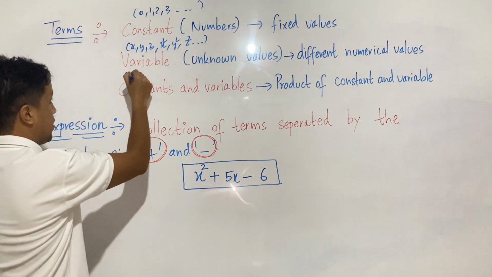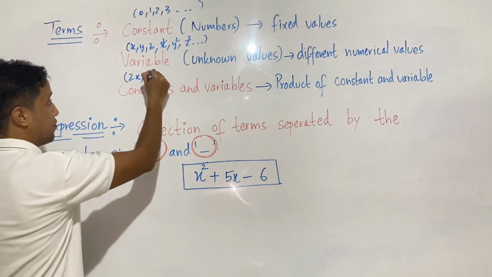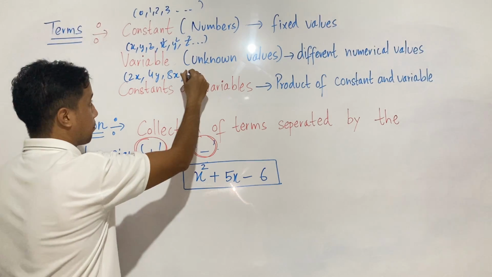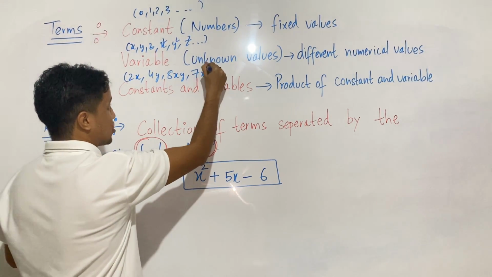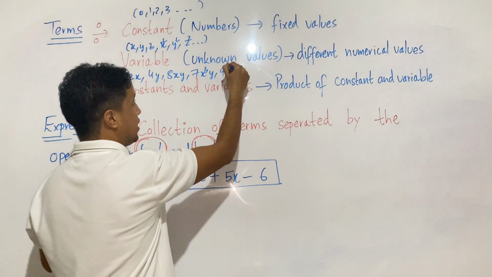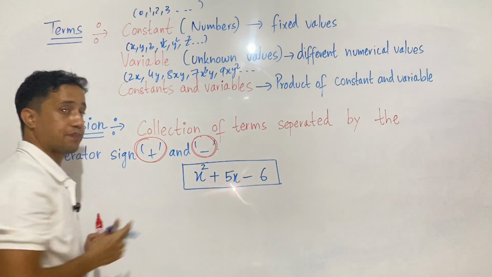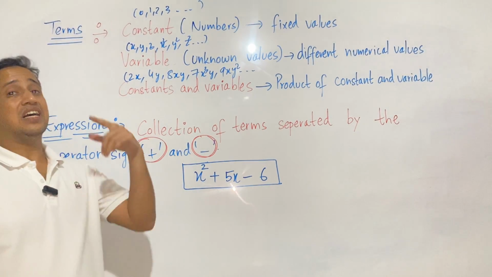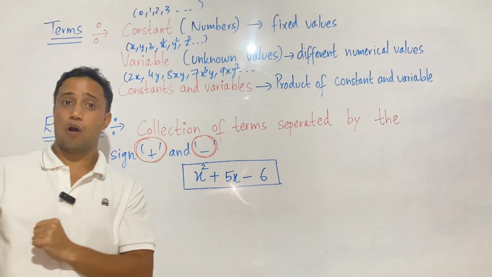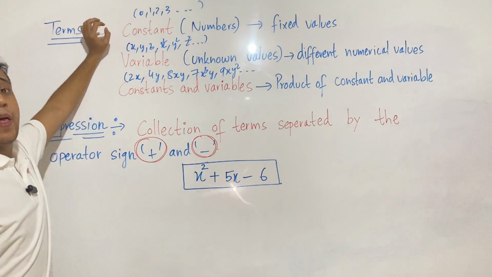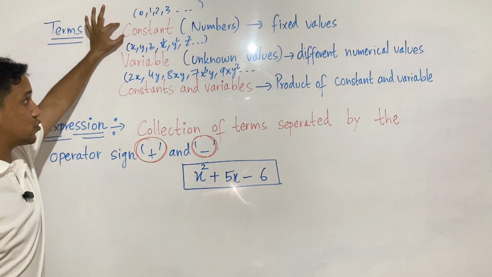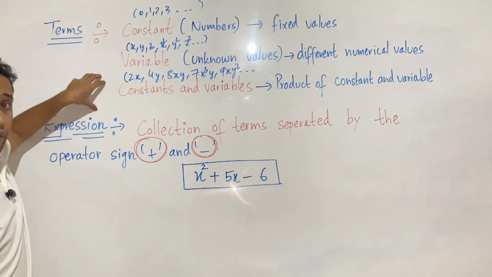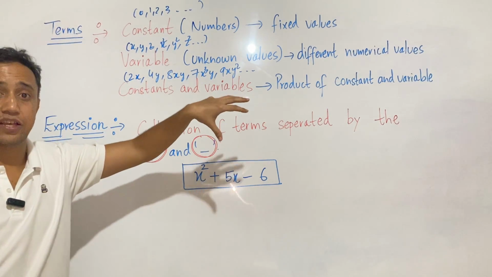It can be 2x, it can be 4y, it can be 8xy, it can be 7x cube y, it can be 9xy squared, and so on. Okay, so when we talk about terms in algebraic context, terms are defined as the components that have either the constant values, or the variables that have unknown values, or constants and variables multiplied together.